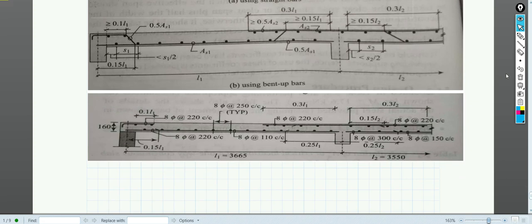So for our case, you can see the reinforcement we have provided is 8 mm bars. These are the main bars, which are at 110 center to center over here, 220 center to center like this.